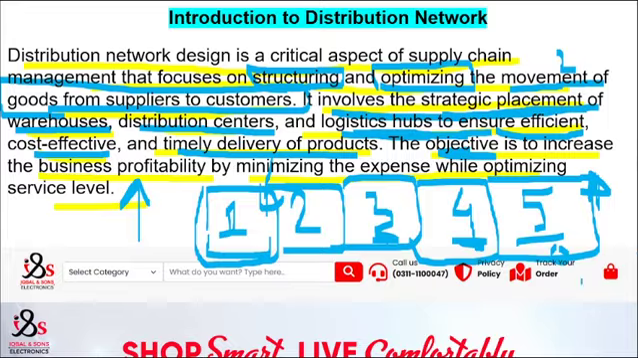Or in number 6 we can say that objective. What objective? Increase the business profitability by minimizing expense while optimizing service level. So this is all about the introduction of the distribution network. I have to break this definition into 5 to 6 points.